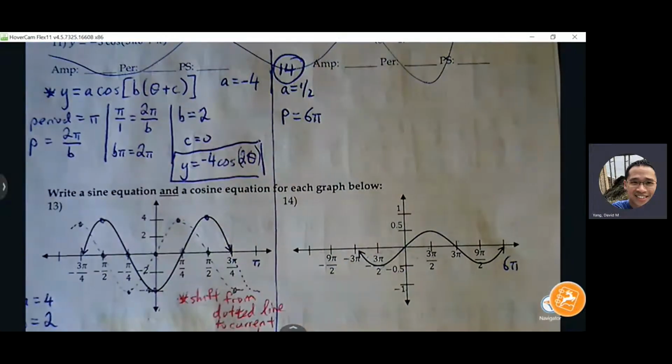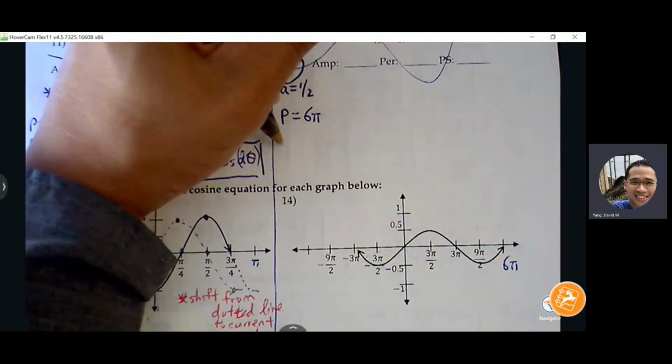We got to make some adjustments, right? We got to figure out what that b value is. So just like the previous problems here, formula.